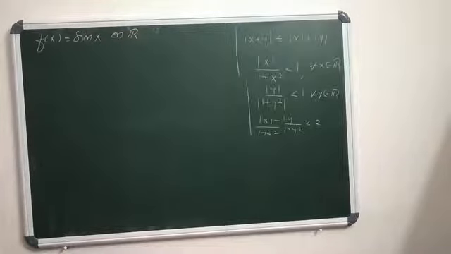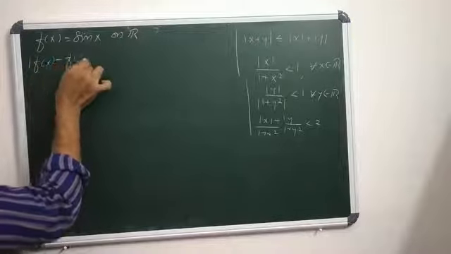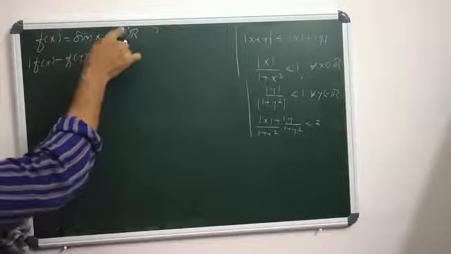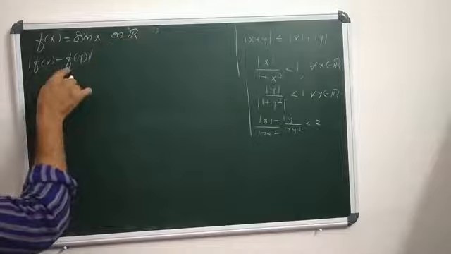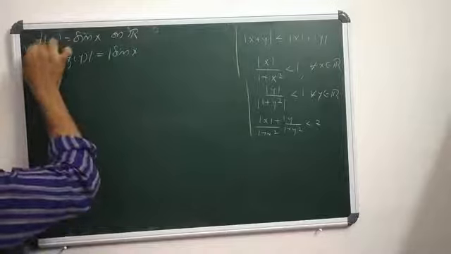Now check the uniform continuity of another function, f of x equals sin x, on the real line. How? To prove uniform continuity, we may first consider the modulus of f of x minus f of y. What is the nature of this modulus? That's the crucial point. So f of x equals sin x on the real line. Consider modulus of f of x minus f of y. What is it? It is modulus of sin x minus sin y.